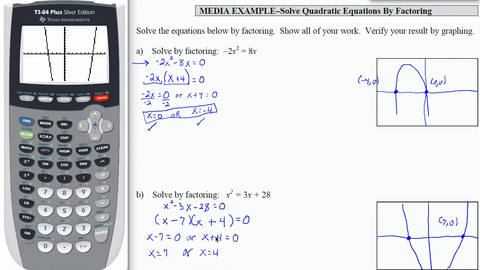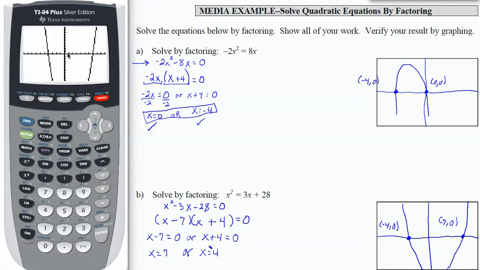And what did I do wrong? This should be a negative 4 if I subtract. x plus 4 equals 0, so x equals negative 4. Let's make that correction. And I can tell by my graph. So you can see if you make a mistake here, your graph should help you verify.